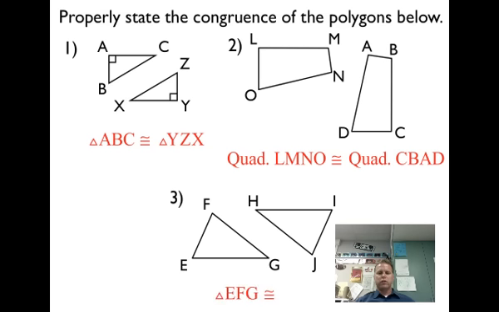For triangle EFG, what matches up with EFG? Alright, so for E we have I, and then J and H. This can be a little tricky, so you do want to pay close attention and make sure they're matching up with what goes with each other.